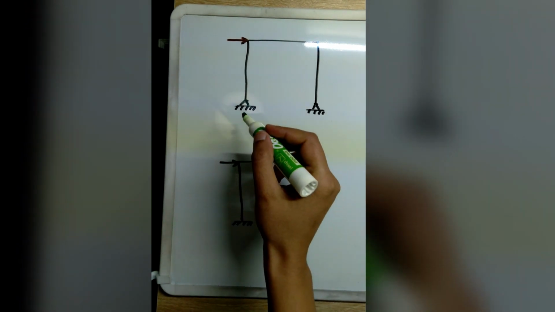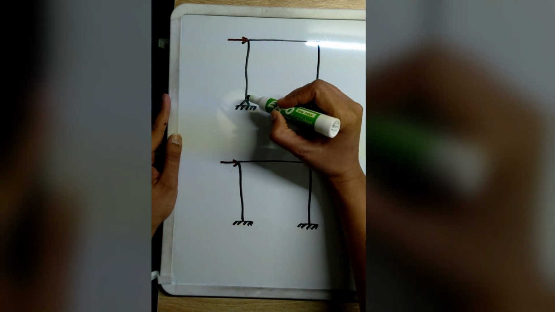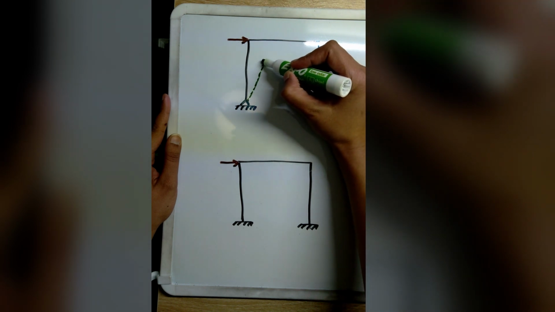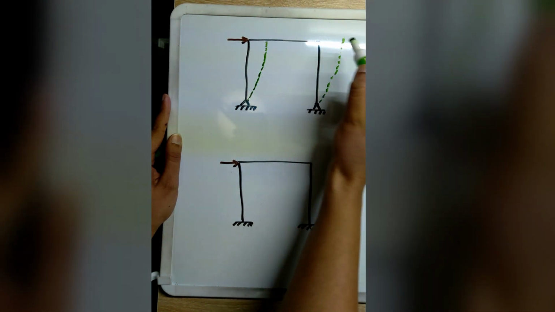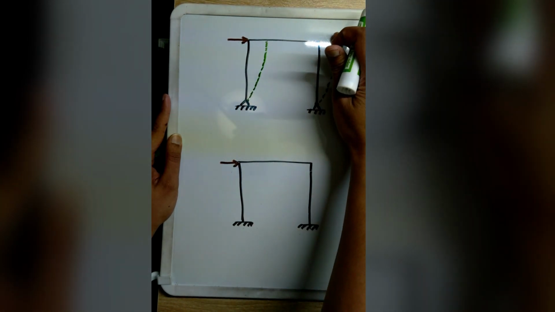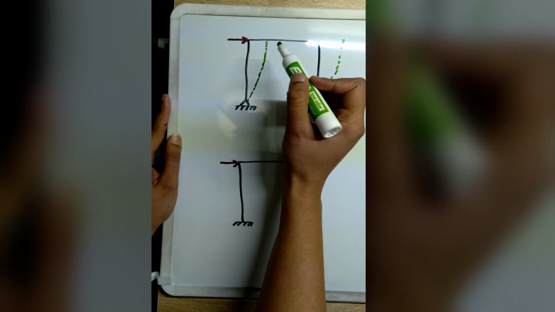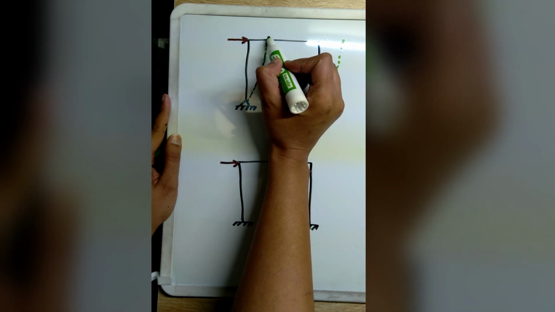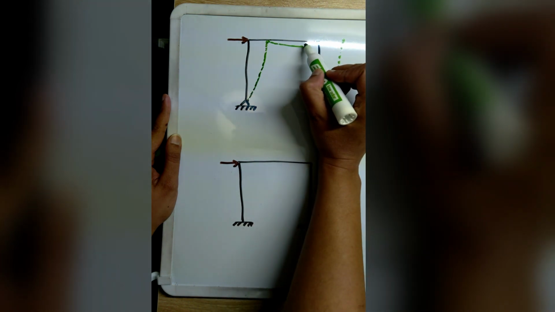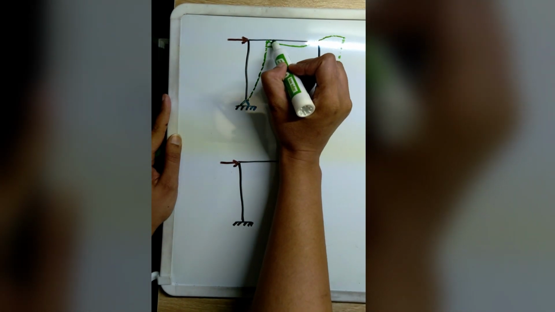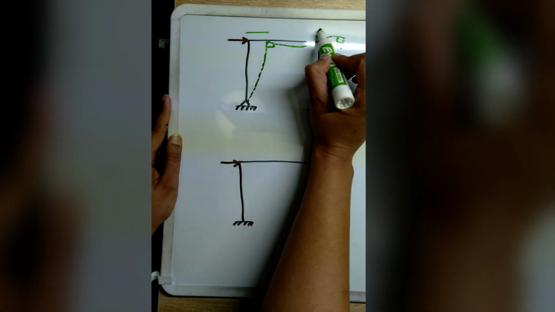In the summary, for the pin base portal frame, the deflected shape will be like this. This vertical member will deflect like this. This member will deflect like this, and the length of the member will be the same, it will not change, and the angle between the members will also be the same, it will be 90 degrees. So here the angle is 90 degrees and the length of the member is also the same as it has moved this much distance here.